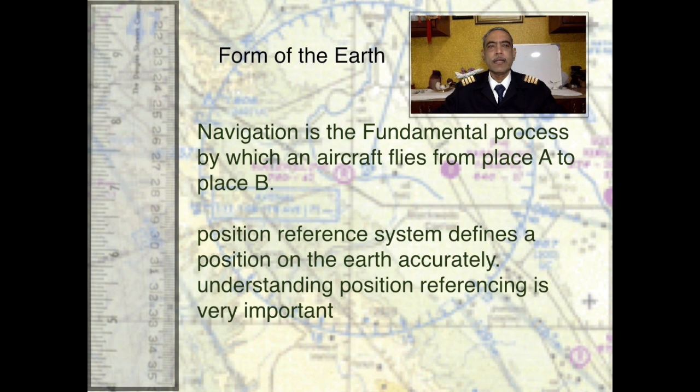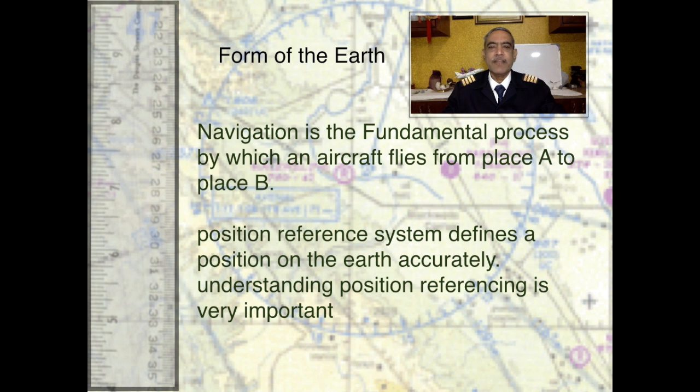Okay, let's get on to the subject. Navigation is a fundamental process by which an aircraft flies from A to B. It's a very challenging aspect to fix the position of the aircraft. Position reference systems is a very complicated subject, and over a period of years we have refined processes, refined systems to fix and reference geographic positions on the Earth.